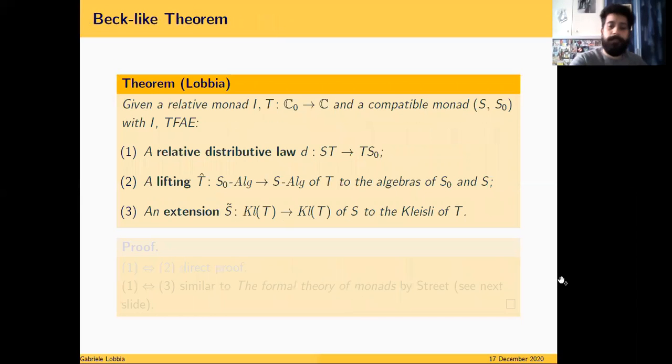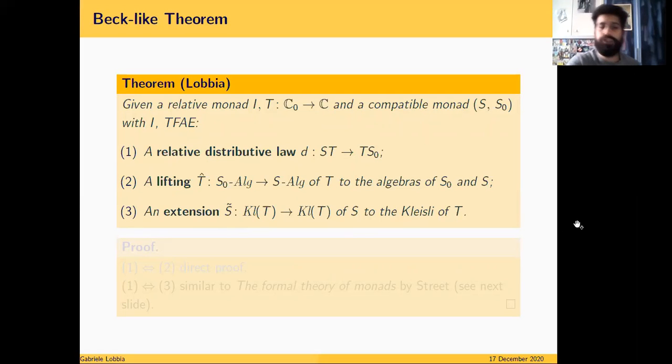Luckily, we get a Beck-like theorem for this situation. So we get that a relative distributive law would be the same as a lifting of T to the algebras of the compatible monad, which would be just a lifting of T. So it would be a relative monad on these, so from the algebras of S naught to the S algebras. And then this is also the same as an extension of S, so the monad S, to the Kleisli category of T.